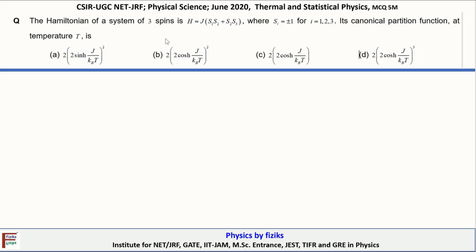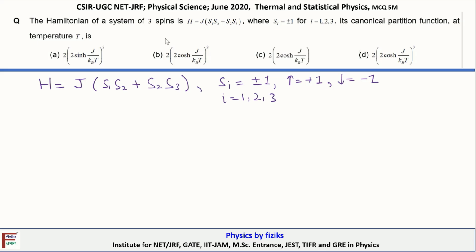So the Hamiltonian is H = J(S1S2 + S2S3), where J is the exchange integral, and each spin Si can take the value +1 or −1. We assume that when the spin points upward we take it as +1, and when it points downward we take it as −1. And i can take values from 1 to 3 because we have a 3-spin system.